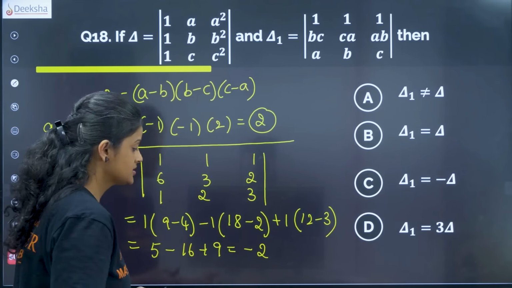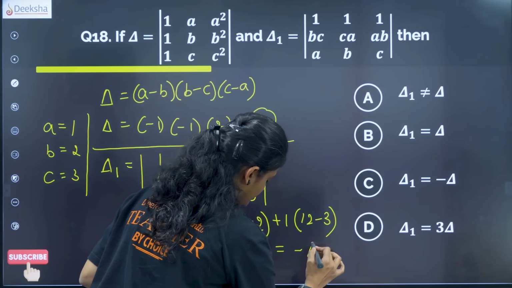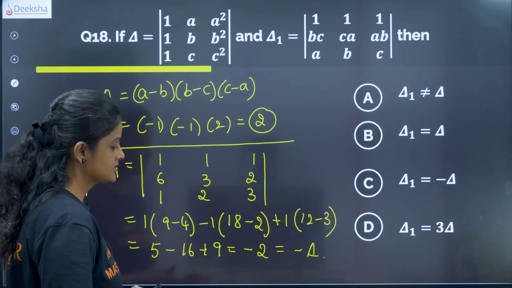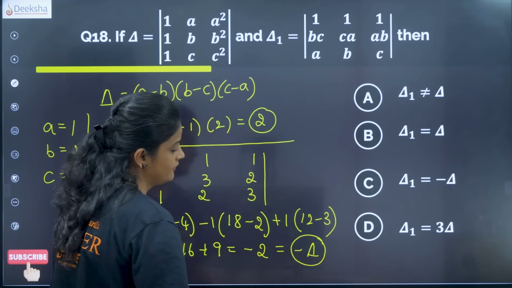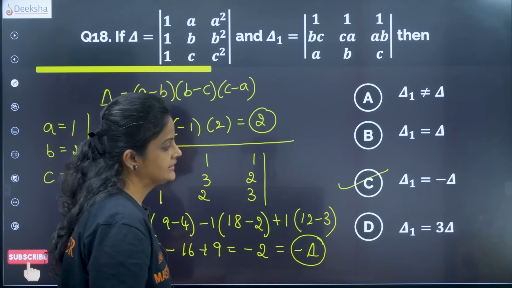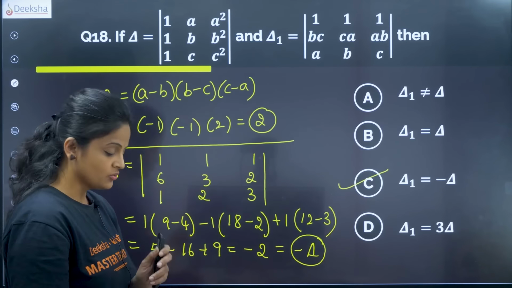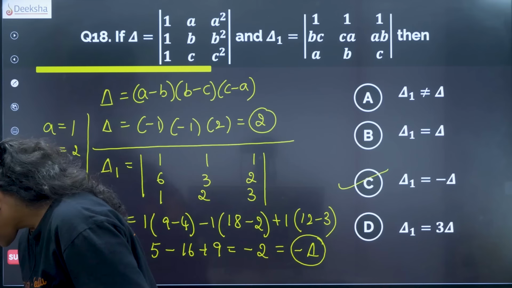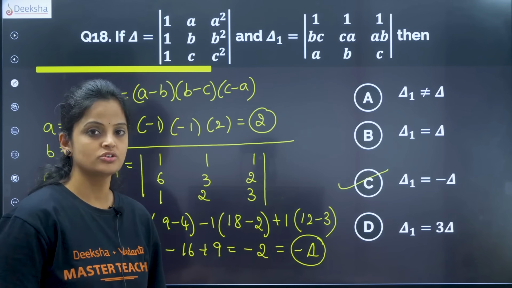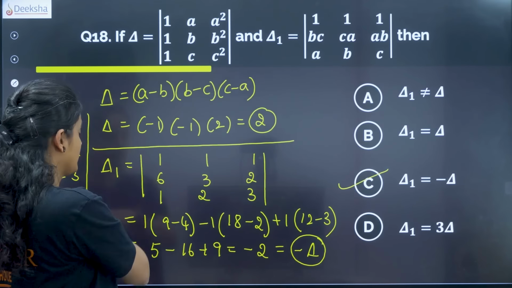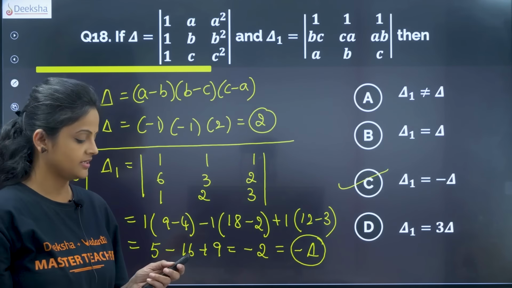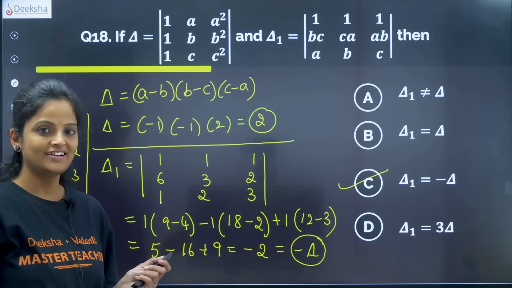This is giving me minus 2. So what is this? This is nothing but minus delta. So here we have the option delta 1 is equal to minus delta. We have not used any properties here, we have only used the certain values I have given for a, b and c. Easy. Let's see the next one.